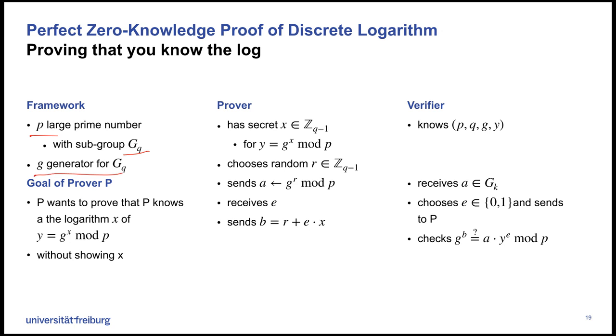And this feels the same way as using this generator because we just want to prove that we know the logarithm x of y. You just write that. And we know that y is in this subgroup G_q, but we don't have to care about this. So the goal is we want to prove this without showing x. First of all, the verifier knows p, q, g, and y. So just to write it down here, p is equal to 2 times k times q plus 1.